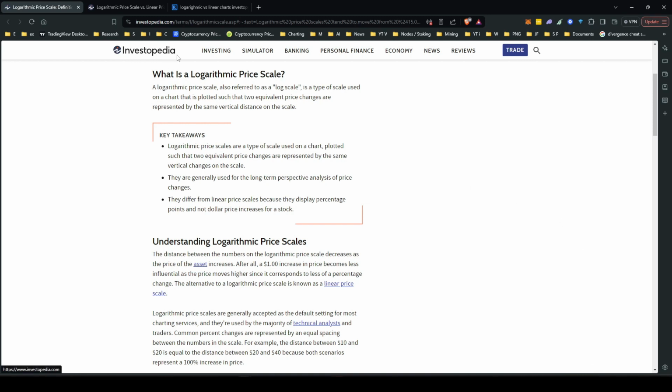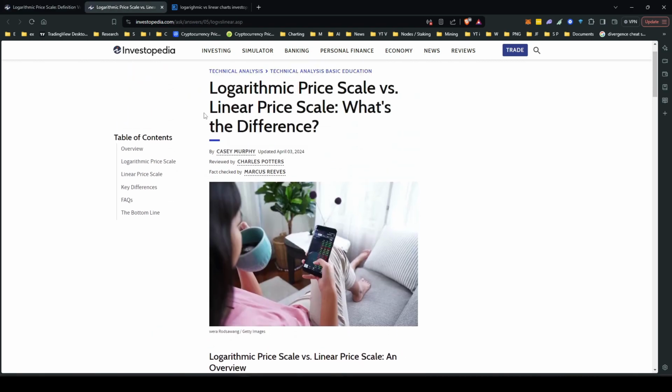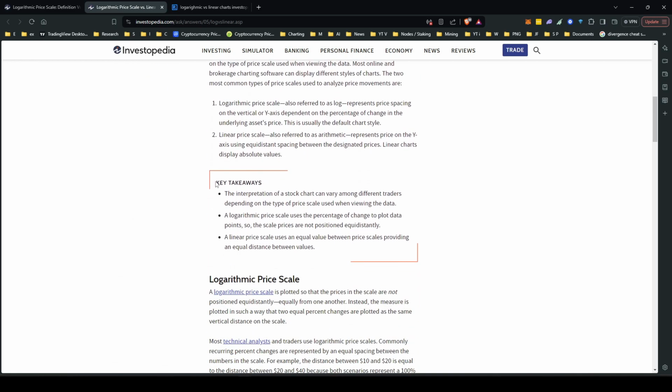Always go to Investopedia. I love this because it has key takeaways. There are several articles on logarithmic charts versus regular linear charts, and again, they do have the key takeaways, so you can read this and grasp what the article is about.